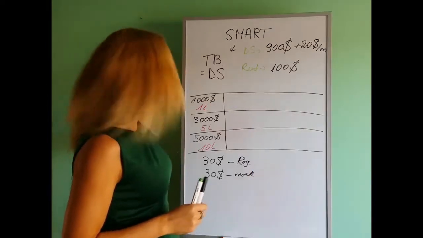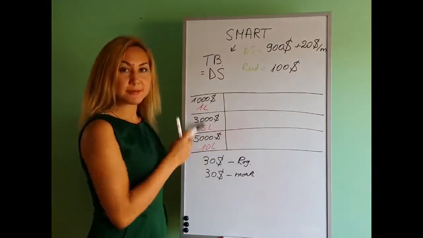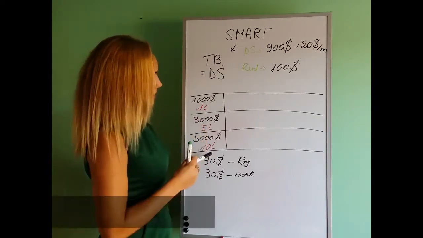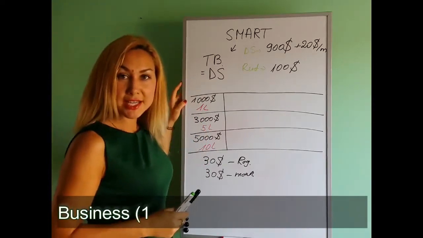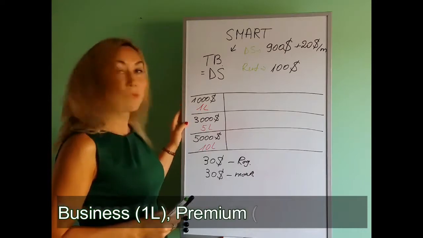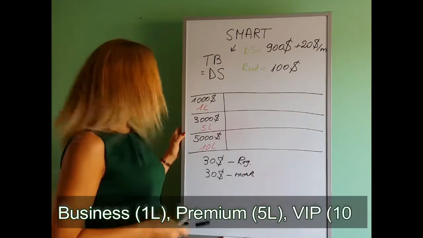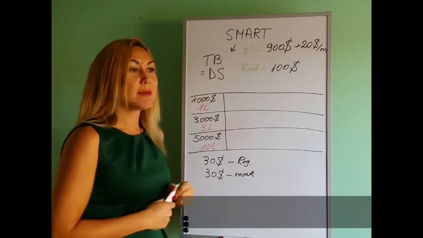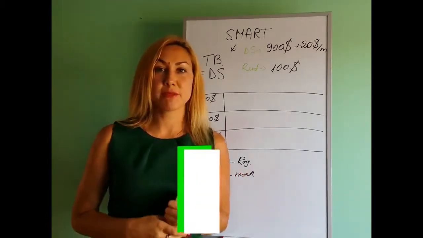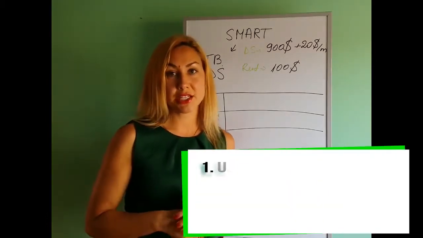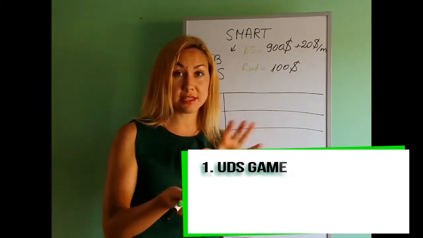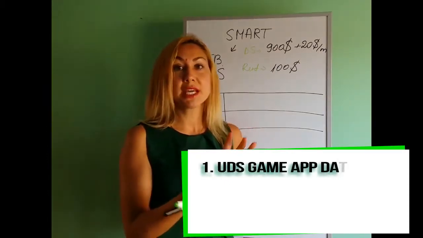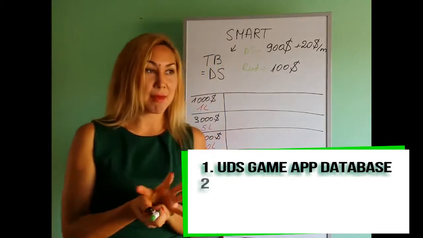Once you made up your mind, you need to choose one of these packages that I also like to call franchising. We have a business package that has 1 license. Then we have a premium package that has 5 licenses, and then we have a VIP package that has 10 licenses. What are those licenses? Basically, a license, when it's purchased by a business, allows them to be in the international database of all the different businesses, or the places and establishments, that are in the UDS game app.